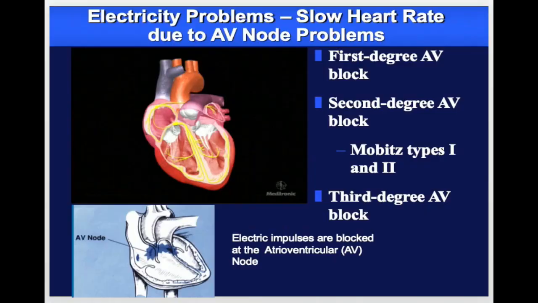Let's see some of the electrical problems, other than the SA node, which are indications for a pacemaker implantation. Mainly it is AV nodal problem. The AV nodal problem is classified into three categories: first degree AV block, second degree AV block, and third degree AV block. Second degree AV block is further divided into Mobitz type 1 and Mobitz type 2. AV block in the sense the electrical impulses are blocked at the atrioventricular node.